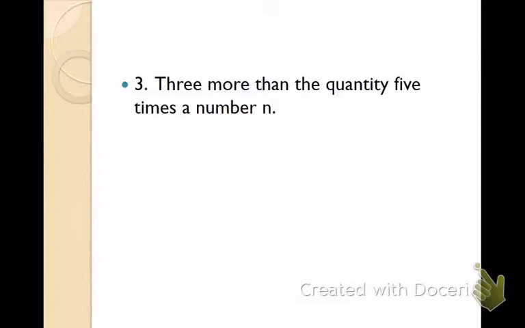Okay, so what did you come up with? Well, hopefully you recognize the phrase more than. So we are going to add, but we're going to flip-flop the order. The 3 is going to come over here, and then this part is going to come to the front. The quantity 5 times a number n. 5 times n is just 5n.